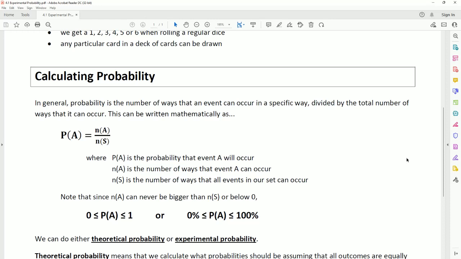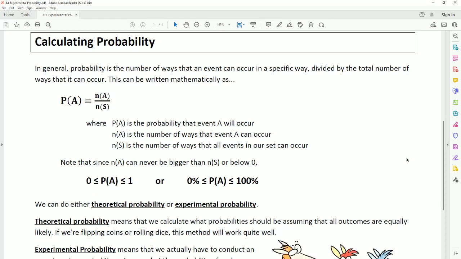So if I draw a card from a deck of cards and I want to know the probability I get a card, obviously I can never do better than 100%. Also, if we think about sets, since A is within the universal set S, it's impossible to get A with more elements than S has. S is the universal set. It's everything that we could possibly consider within the question. And it's impossible to get more things than there are in the universal set.